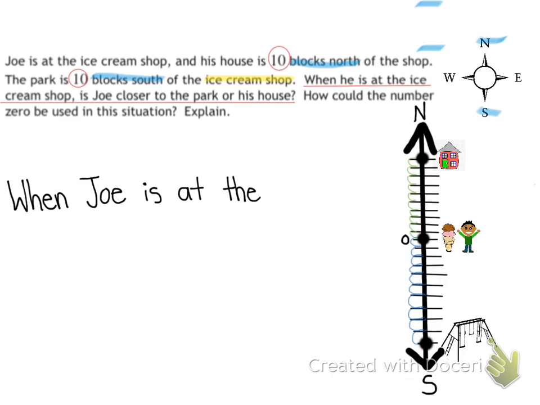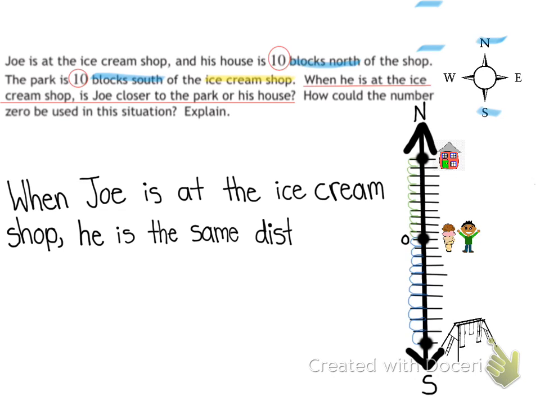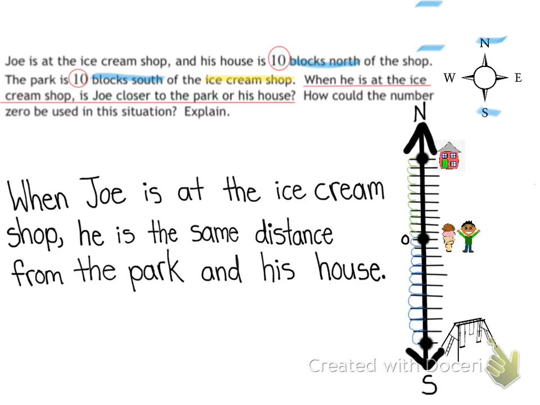So when Joe is at the ice cream shop, he is the same distance away from the park and his house. And the next question says, how could the number 0 be used in this situation? So 0 here is used to give us the location of the ice cream shop.